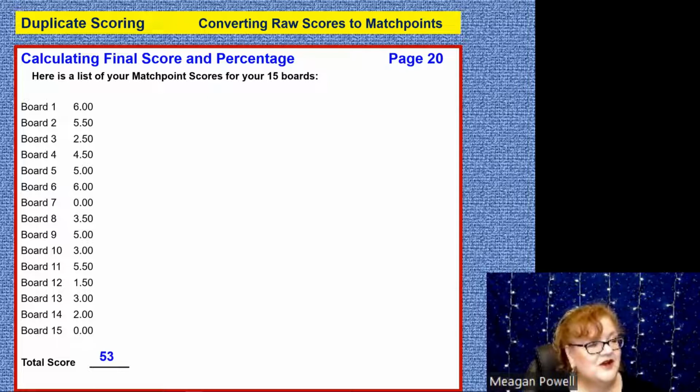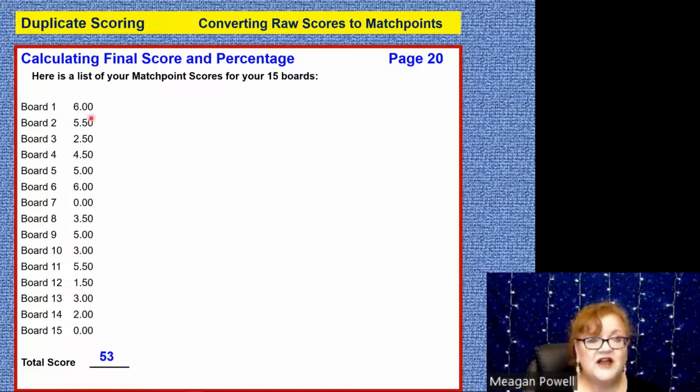Okay. So once again, what are these numbers? You played board one. You earned a raw score. Maybe it was positive 620. Maybe it was positive 1430. It doesn't matter. But I can tell because you got a six match points that here's what happened at the end of the game. Everybody who played board one, all seven tables were compared against each other. Match points were awarded based on the raw scores. You and your partner must have gotten the highest raw score because you earned a six. That was the total highest possible match point score for these 15 boards in our seven table game.